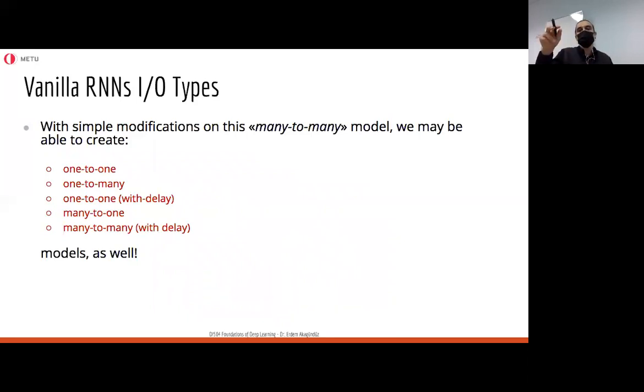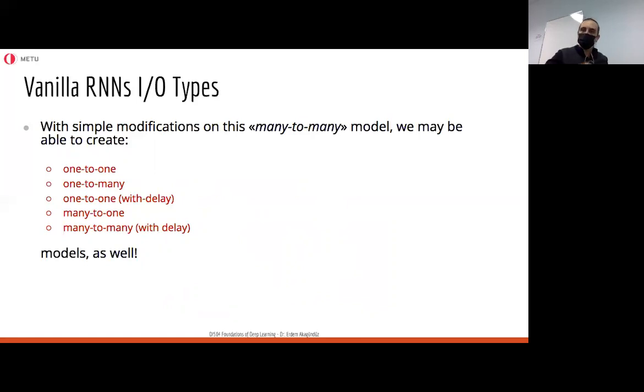For one-to-many, you feed a single element and you get a sequence. This is still a sequence modeling problem because you are modeling the sequence at the output, not at the input. So still a sequence. We are going to give examples and talk about them, don't worry. Then one-to-one with delay. What is delay? We are going to talk about it.